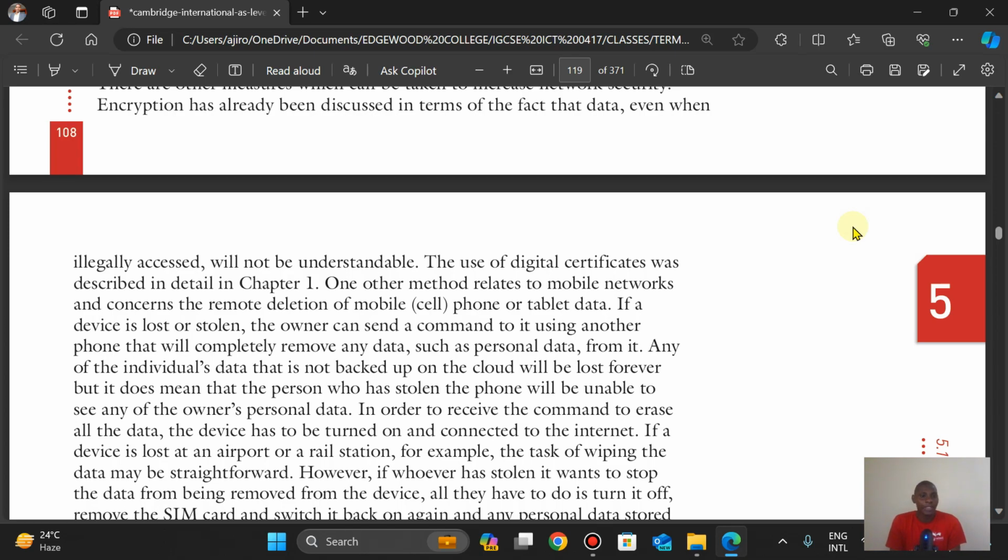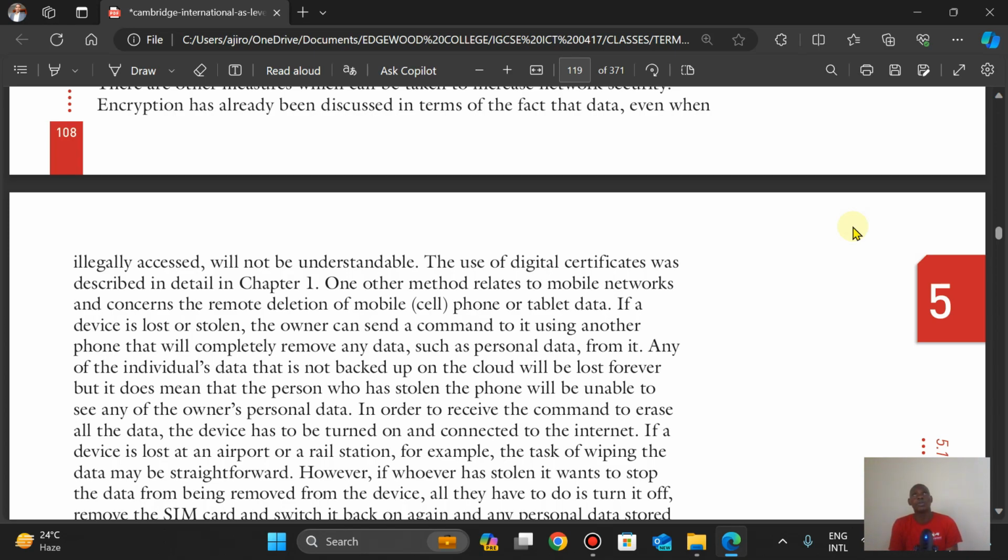Any of the individual data that is not backed up on the cloud will be lost forever, but it does not mean that the person who has stolen the phone will be unable to see any of the owner's personal data. That is why iCloud is very, very important. And me, I was a believer of not backing up, but recently I've started backing up. It's really not expensive.